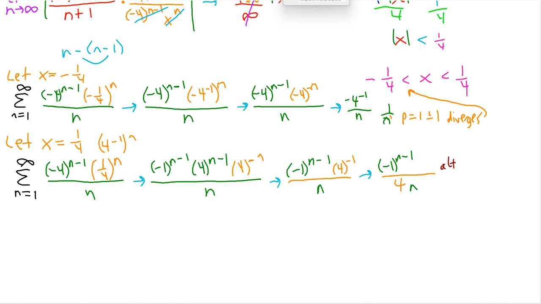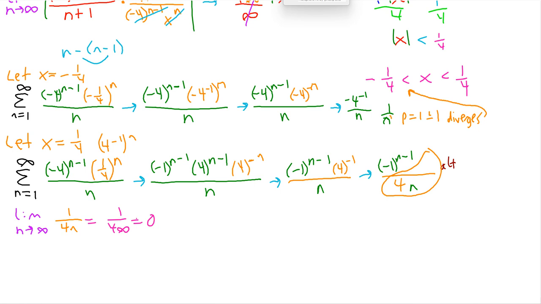So then you would just find the limit as n approaches infinity of this 1 over 4n, which is what's left. That's the part that doesn't make it alternate. And you can see that would give you 1 over 4 infinity, which would be 0.